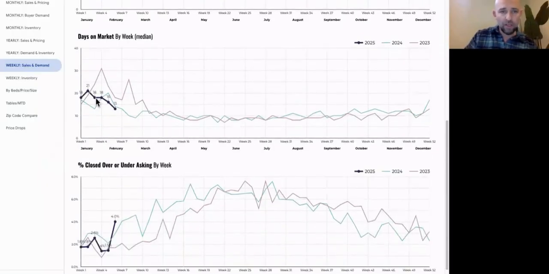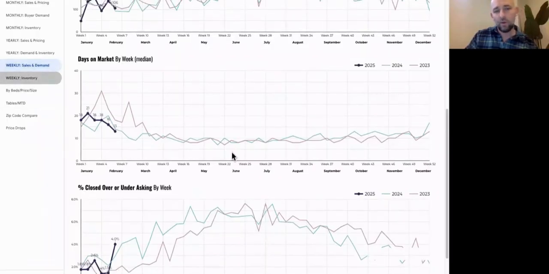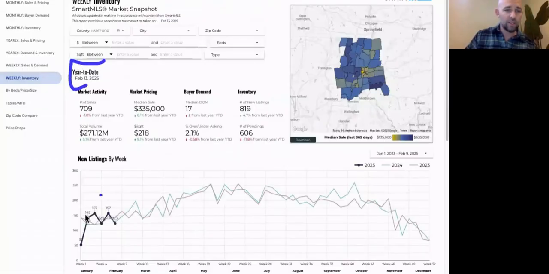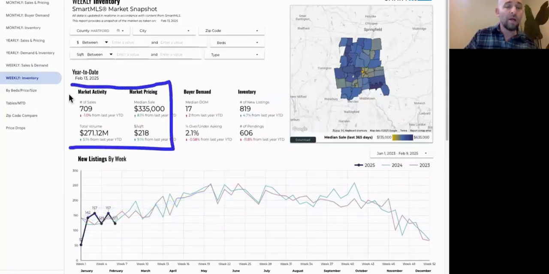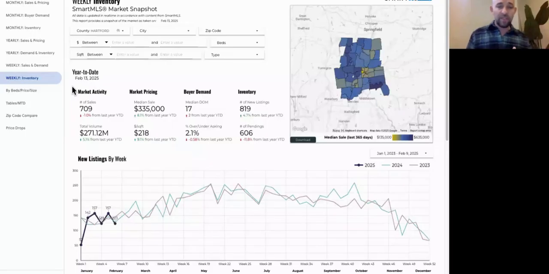We can see the days on market is pretty much right on point, actually a little bit faster than 2024. We can see the closed over asking. We can look at inventory numbers as well. And then we can also look at year to date. So this is going to track this little blue line as we go through 2025, and it's going to tell us how we compared overall to last year. So, these are great numbers to have.